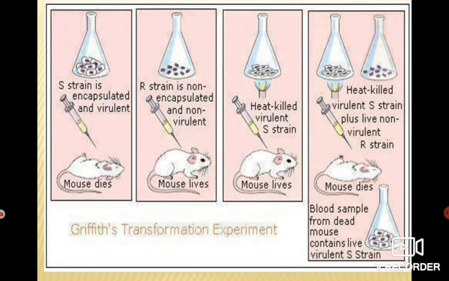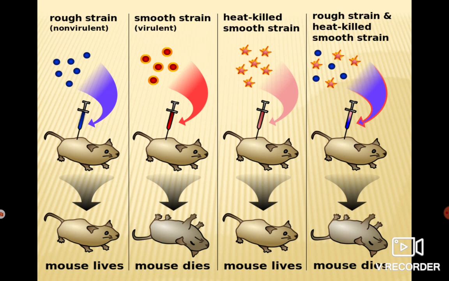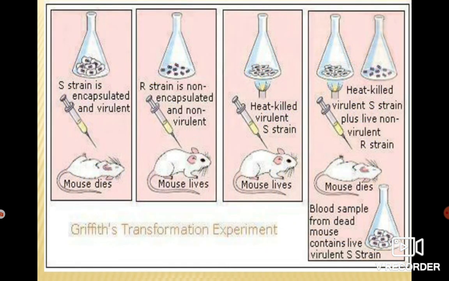When he observed the blood sample from the dead mouse, at that time he found both strains in living form. See here, he injected only the living R strain and heat-killed S strain. But when he isolated blood of these mice, he observed both strains in the living form.